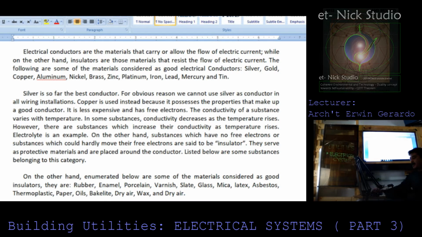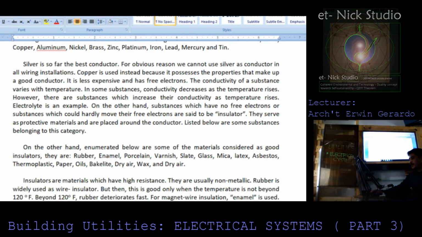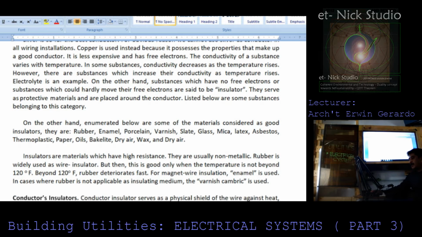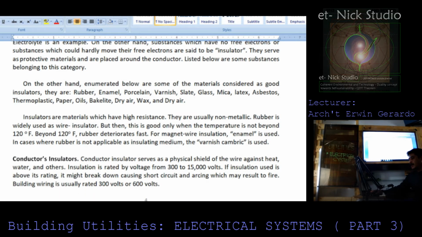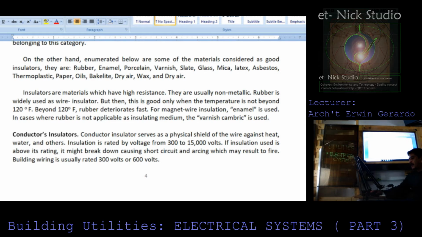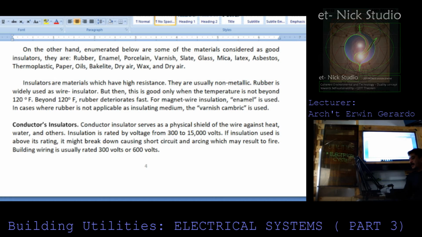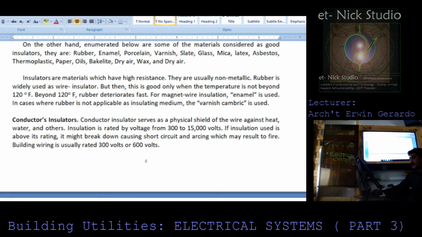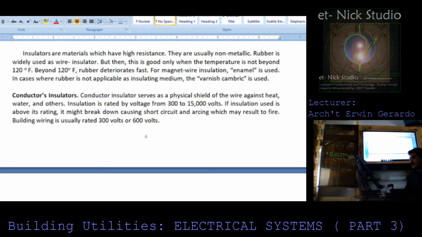On the other hand, enumerated below are some of the materials considered as good insulators. They are rubber, enamel, porcelain, varnish, slate, glass, mica, latex, asbestos, thermoplastic papers, oils, bakelite, dry air, wax, and dry sealing board. Insulators are those which have high resistance. They are usually non-metallic. Rubber is widely used as wire insulator.